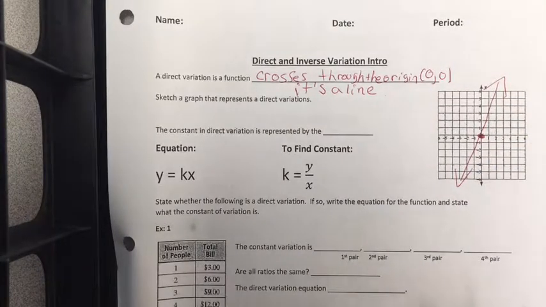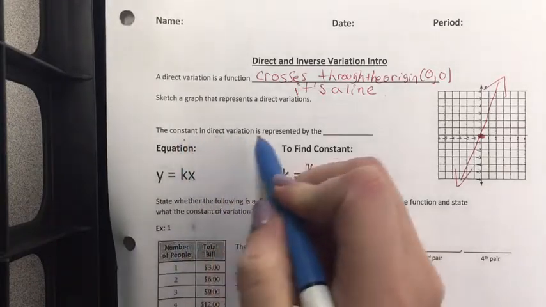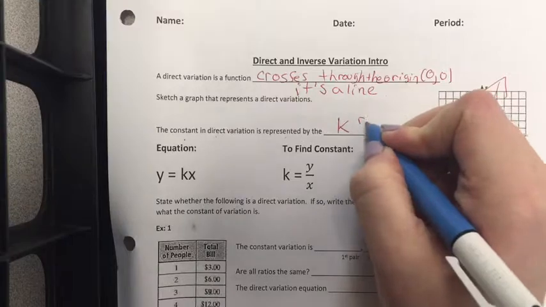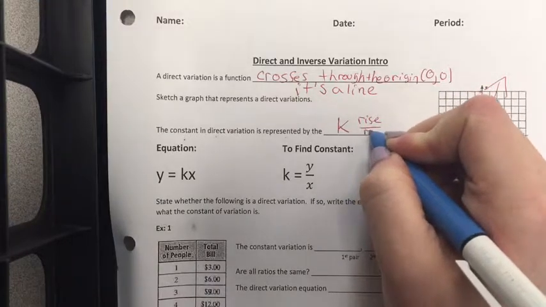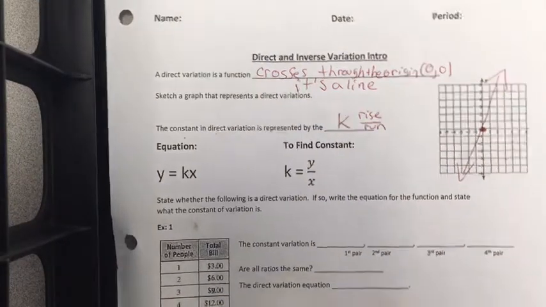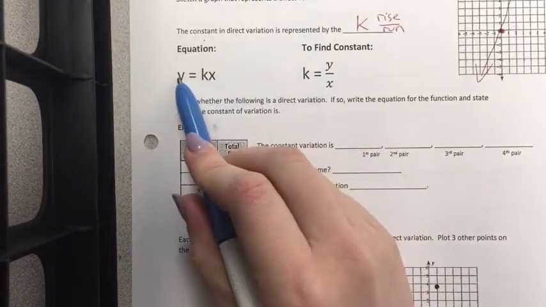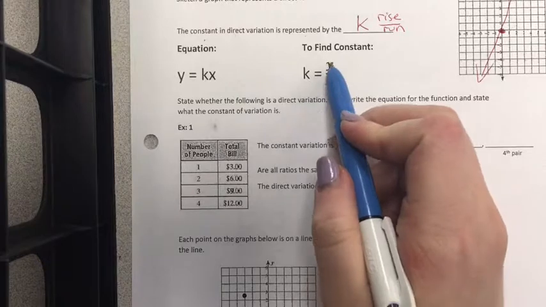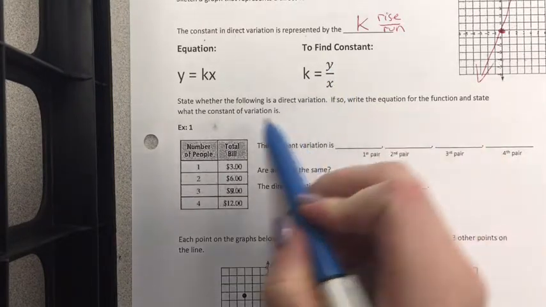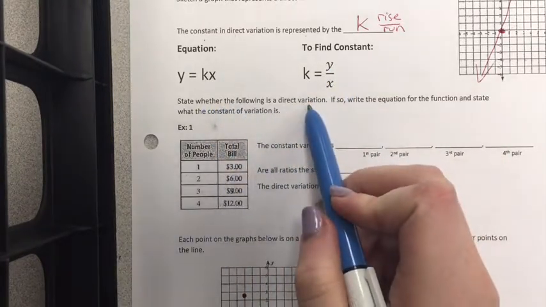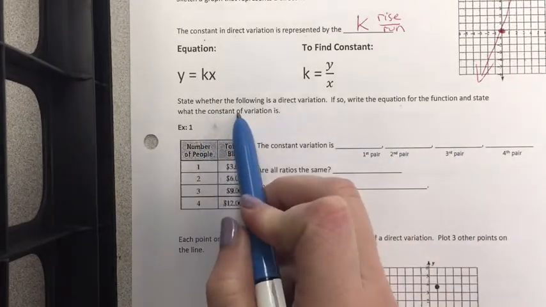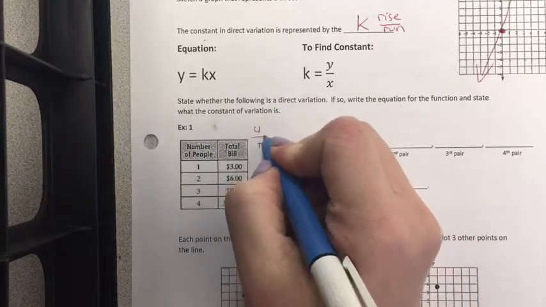So that's one example. The constant in direct variation is represented by the k, which is just like our rise over run. So in an equation, it looks like this: y equals kx. And to find the constant, it's k equals y divided by x. So we're going to decide whether the following is a direct variation, and then if so, write the equation and state what the constant is. So we need to do y divided by x.